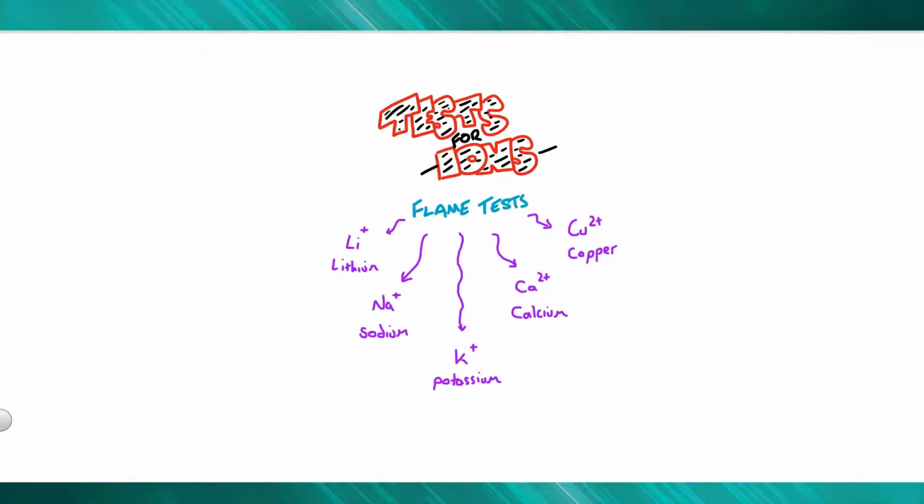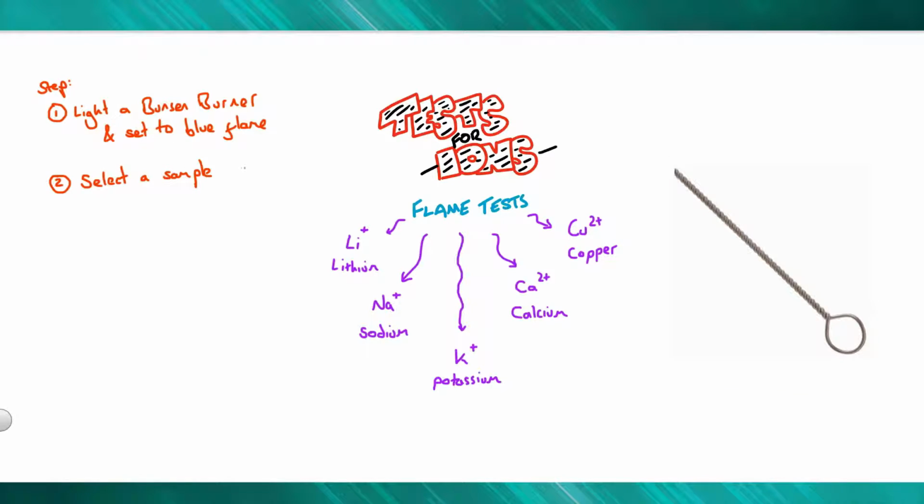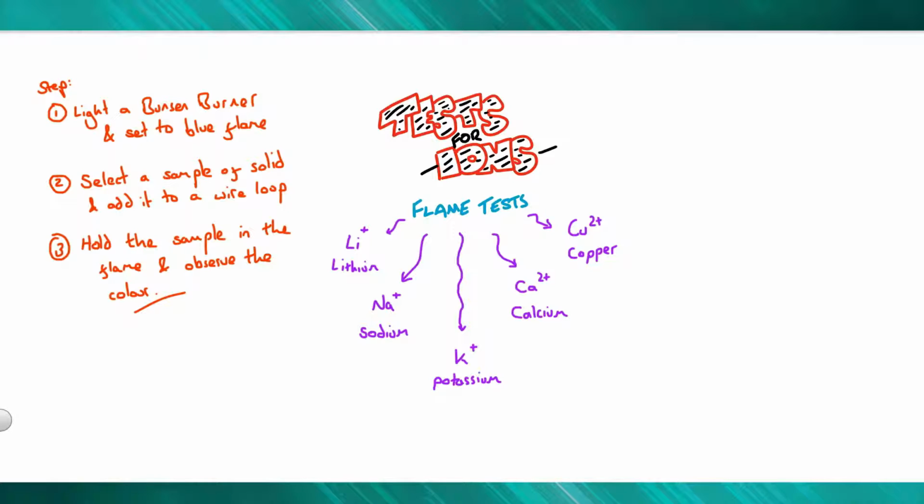Now, before we show you the results, the first thing is to remember how to actually carry it out. So number 1, you need to light a Bunsen burner and set it to blue flame, with the air hole about halfway open. Number 2, select a sample of your solid and add it to a wire loop, and then hold that sample into the flame and observe the colour. So let's have a look at the 5 ones that you guys need to know.